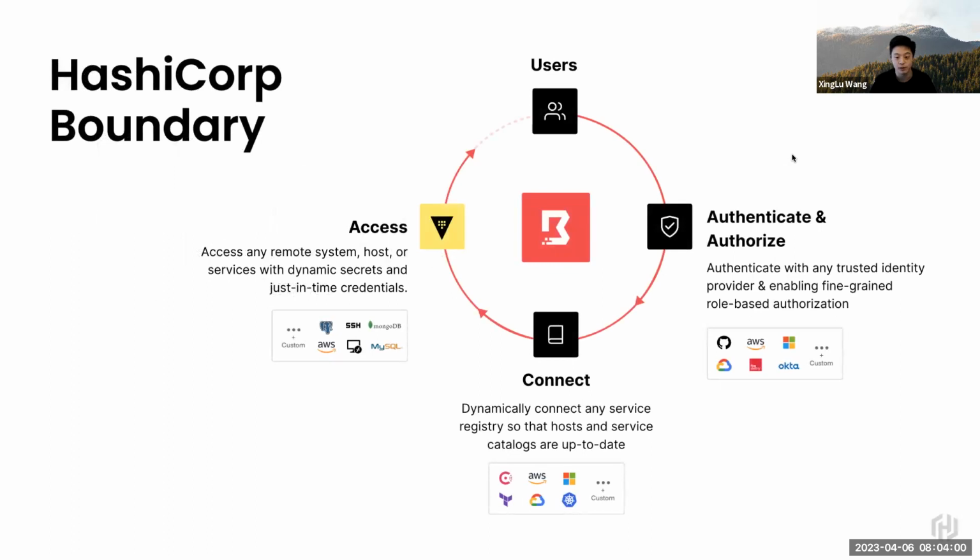So if you're not familiar with Boundary, basically Boundary is our secure access management solution for dynamic infrastructures. So in Boundary, really it's made for that human-to-machine access workflow. So with Boundary, the user can authenticate and authorize into the system with the trusted identity provider, discover and connect to different service registries and resources, and have access to those remote systems, hosts, or services with just-in-time credentials.